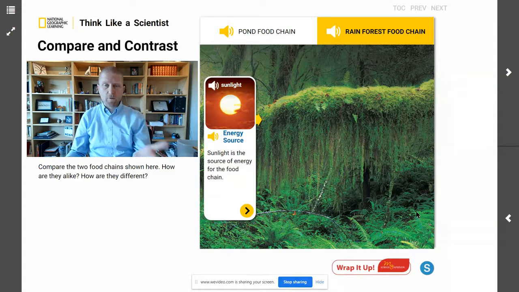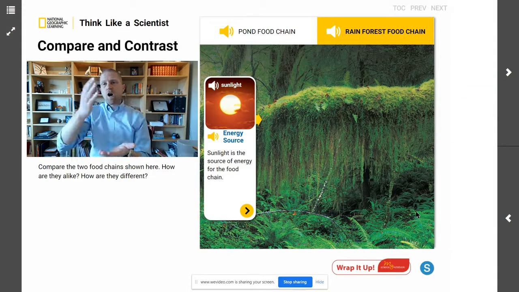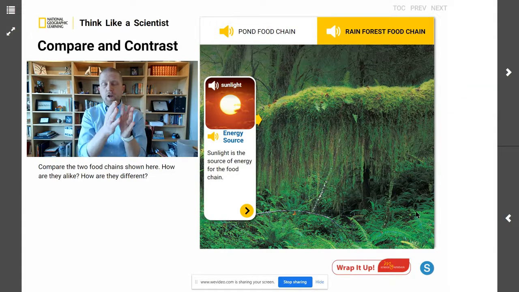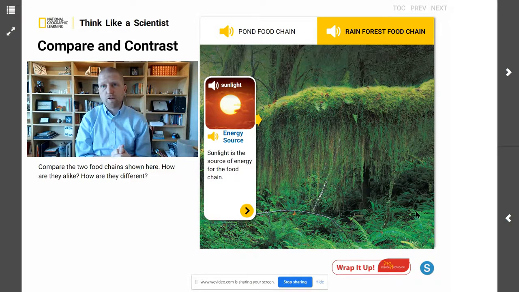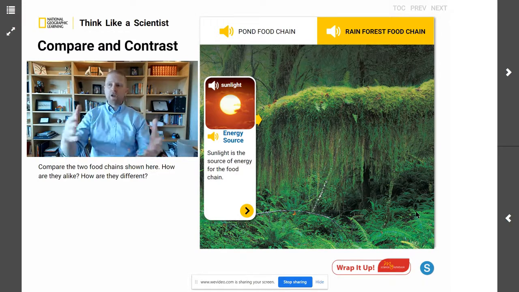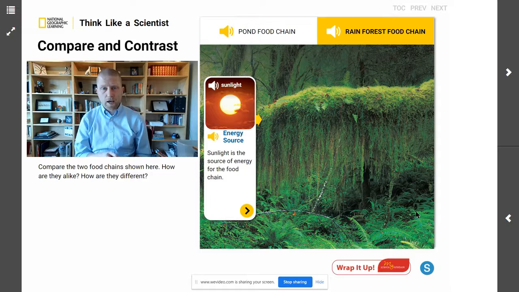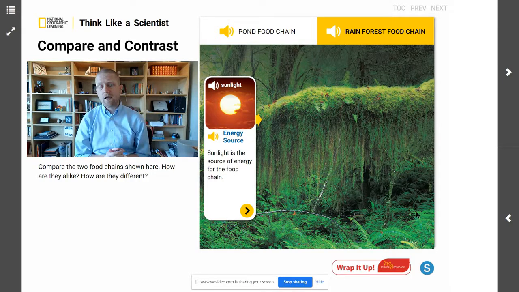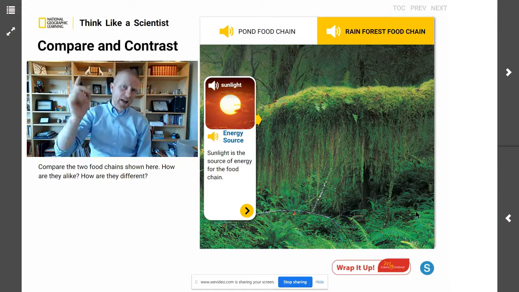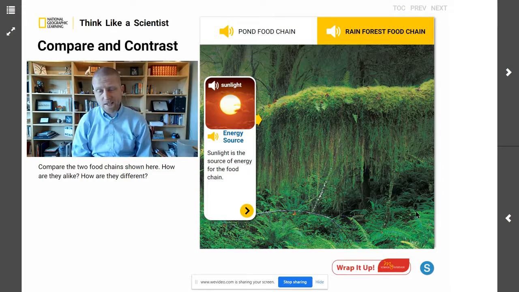You're going to need that information for your activity to put all of those in order so you can prove you understand how energy flows through a food chain. And you're going to be comparing and contrasting. You're going to be a critical scientific thinker because you can think like a scientist.